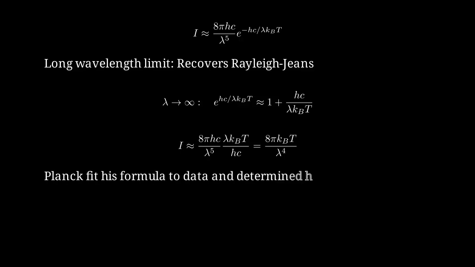Planck fit his formula to the experimental data and determined the value of his constant h. He found h equals 6.626 times 10 to the negative 34 joule seconds. This is Planck's constant.